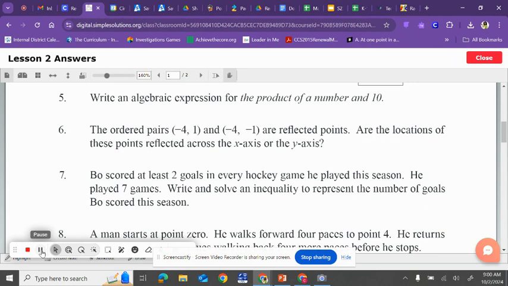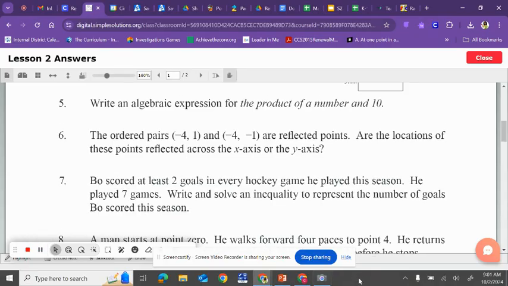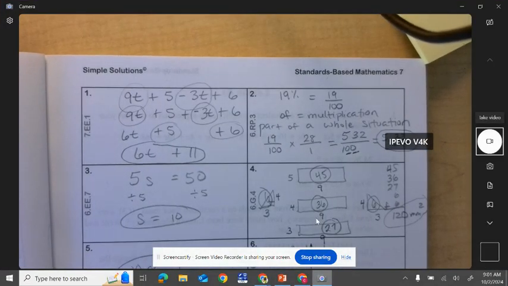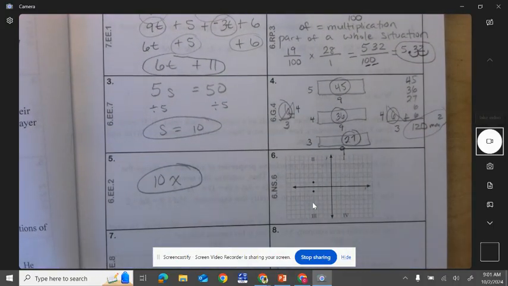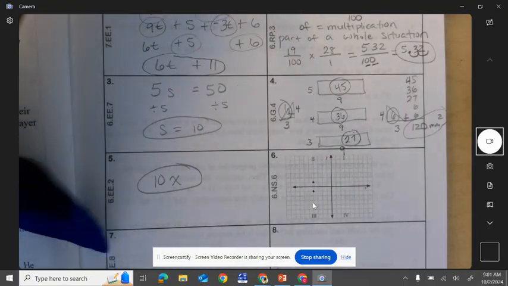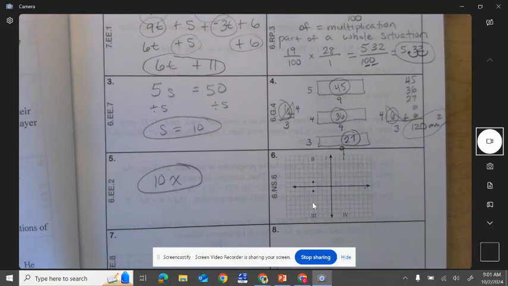All right, we're on number 5. They want to know how to write the product of a number and 10. Product means the answer to a multiplication problem. A number means some type of variable, and "and" means addition. So this is what this looks like. All right, so you have a product of a number and 10. There's no addition. Okay, the 10 is the coefficient.